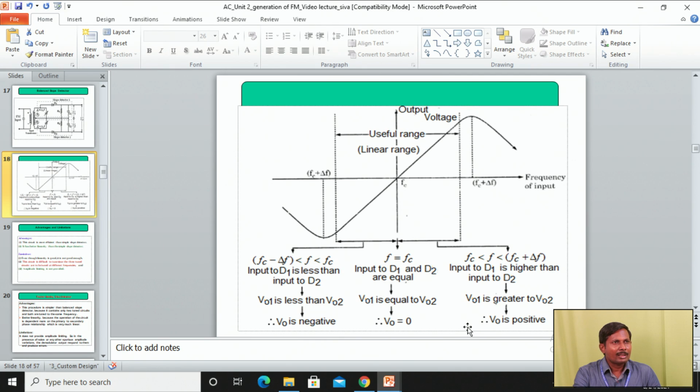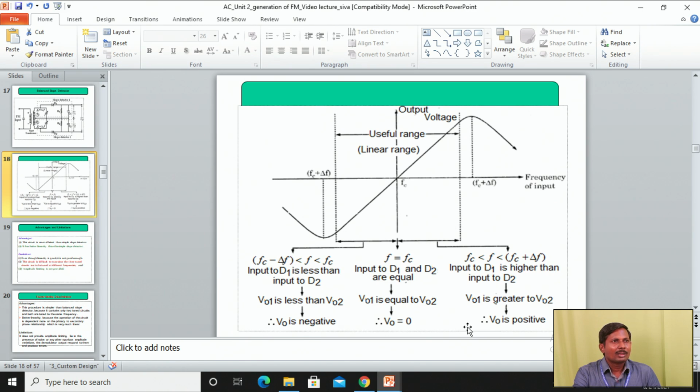Then the curve slightly increases on the negative side and reaches the zero position at the cutoff frequency equal to Fc. It means that the inputs to diode 1 and diode 2 are equal. Similarly, the voltage across capacitor 1 and the voltage across capacitor 2 are equal. But the sign is opposite, so the output voltage across the terminals C1 and C2 becomes 0.